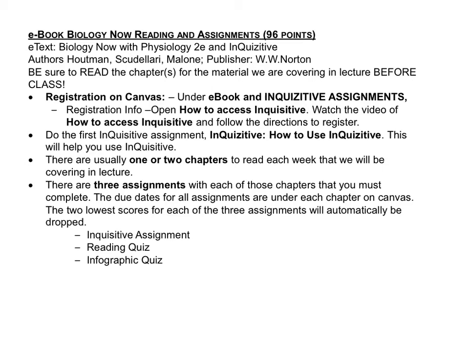Now, we're using the ebook Biology Now, reading and assignments. It's version 2E with Inquisitive. And you're going to have to register for this. It's fairly simple. You register on Canvas. Don't buy the ebook and everything online, from let's say Amazon or anything like that. You do it through the Canvas course. Usually there'll be 1 or 2 chapters each week that are due, and there'll be 3 assignments for each chapter: the Inquisitive assignment, the reading quiz, and the infographics quiz. They all have to be done by a certain time period for each week.